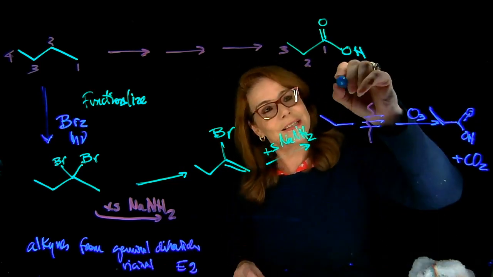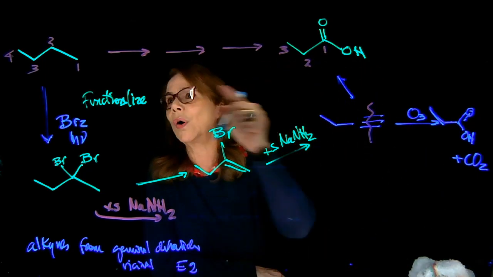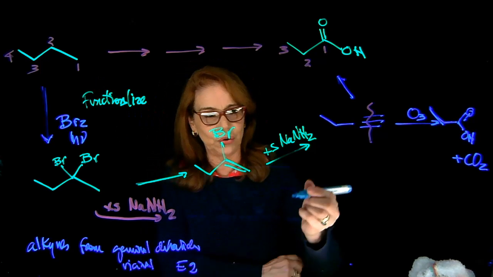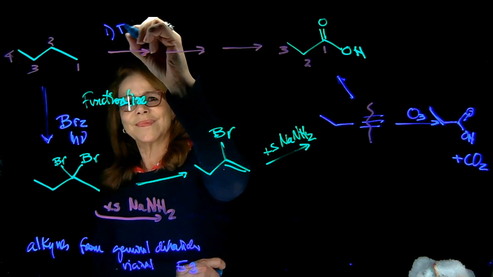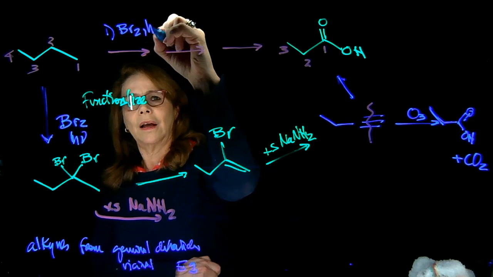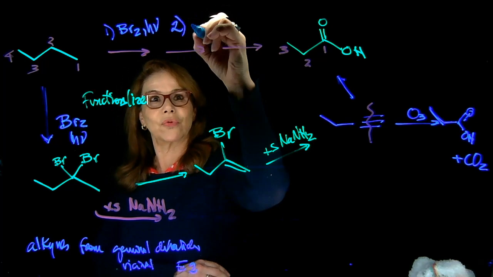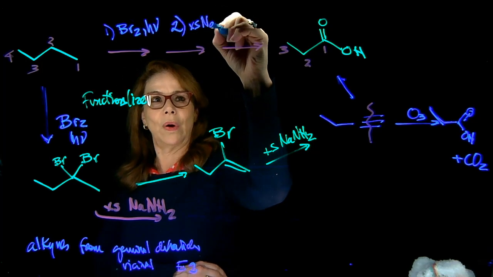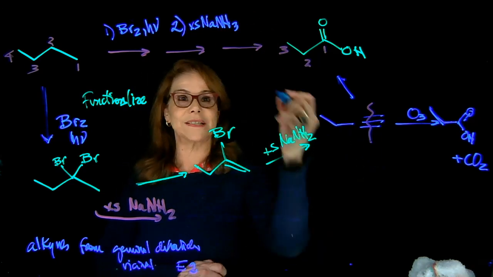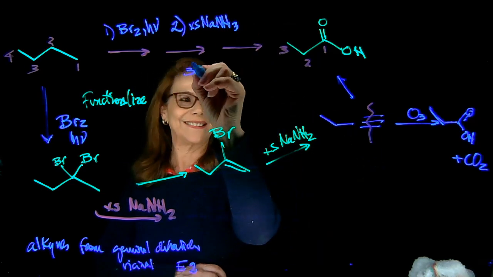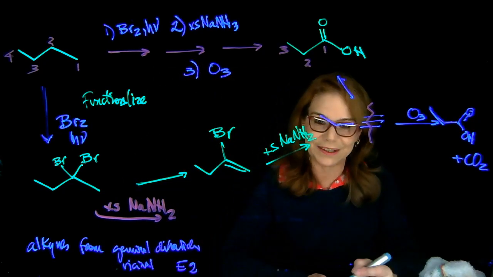So summarizing, to make propanoic acid from butane, what did we do? First step was bromination, and then we did a second step, which was treating with an excess of sodium amide. And the third step was, I'm going to write it down here, ozonolysis, okay? So that is, in summary, what we need to be doing to make that acid.